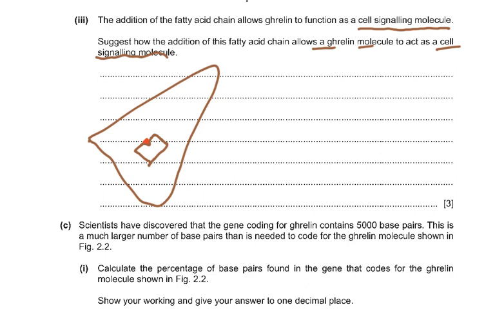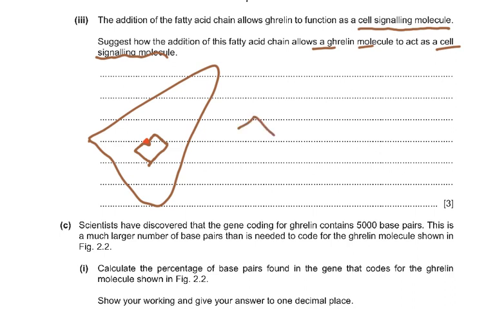Cell signaling molecules would have receptors on the target organs, and there the ligand or the cell signaling molecule will work. So the main thing you've got to decide is this will give it an overall 3D shape, which allows the ghrelin to bind to its receptor. Ghrelin has to have a complementary shape because it's a ligand, it's a signal, so it's complementary to the receptor.